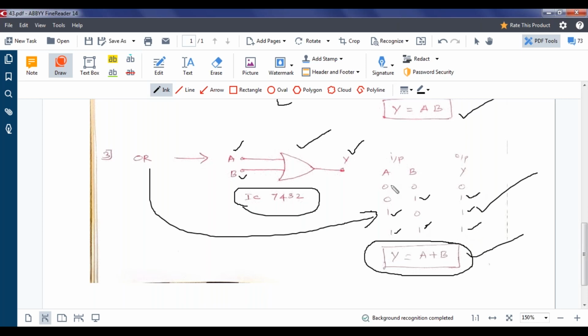Suppose both the inputs are low, your output will be low. This is the truth table of your OR gate. The algebraic expression is capital Y equals A plus B. Hope you all noted and understood.